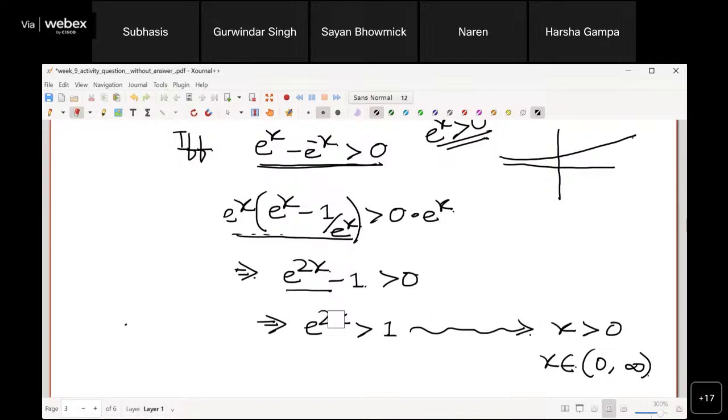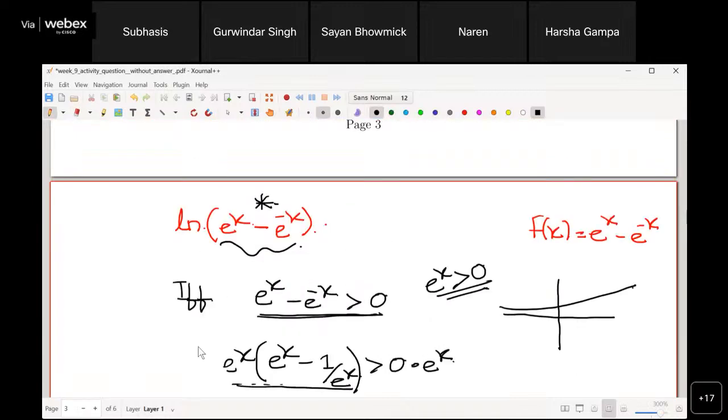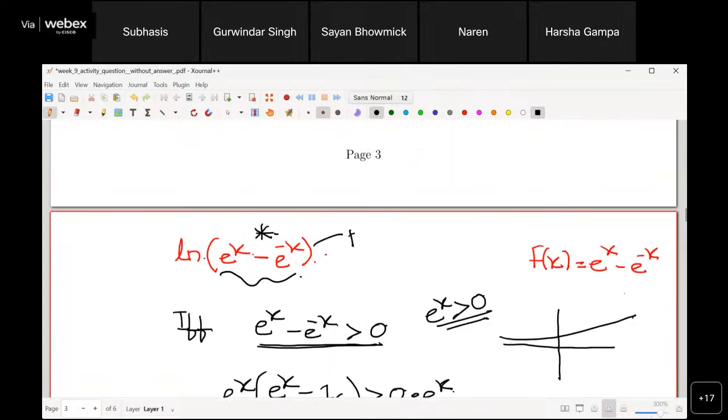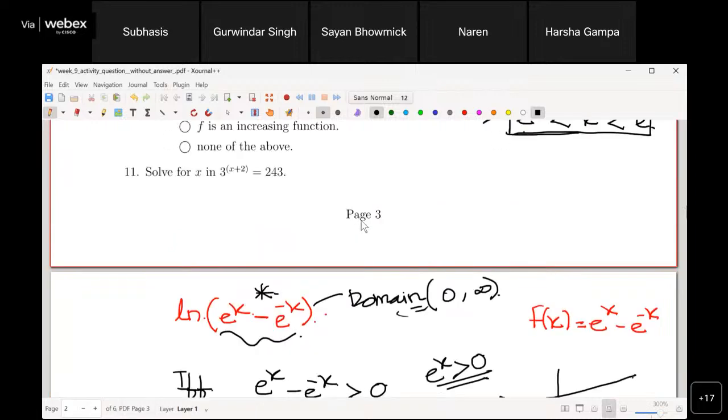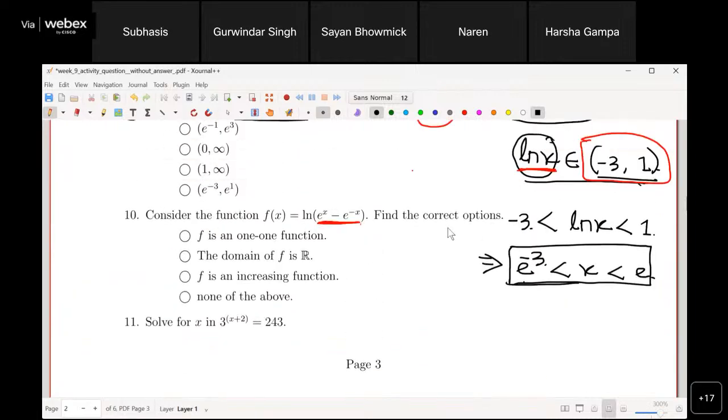So this is the domain of this function, right? So the domain of this function is basically 0 to infinity. So now if you see, I have two other options. This option is certainly incorrect because the domain of f is not R. So we have two more options.